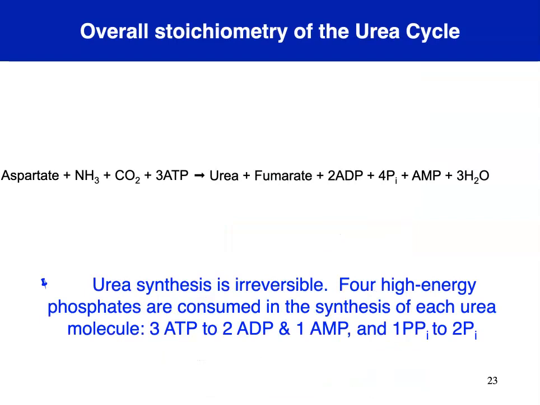All right, the net reaction of the urea cycle, I should say: aspartate, one molecule of ammonia, carbon dioxide or bicarbonate, and 3 molecules of ATP. Products are urea, fumarate, 2 ADPs, and 4 Pi. Remember, why is that? Because 1 pyrophosphate was released, which is broken down to 2 inorganic phosphates, 1 AMP, and 3 molecules of water. So we need basically 4 high energy bonds to pay for the urea cycle. The cycle itself is irreversible, and a big reason why the cycle is irreversible is those high energy bonds that are spent.